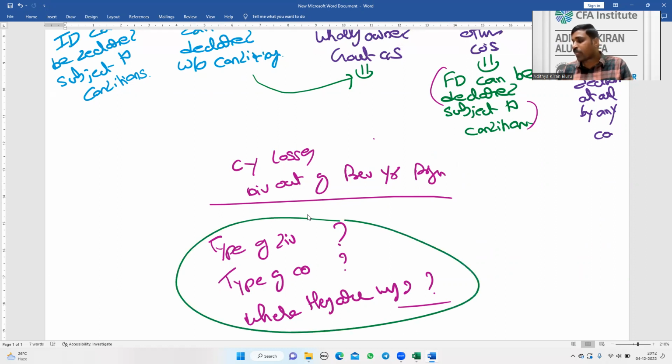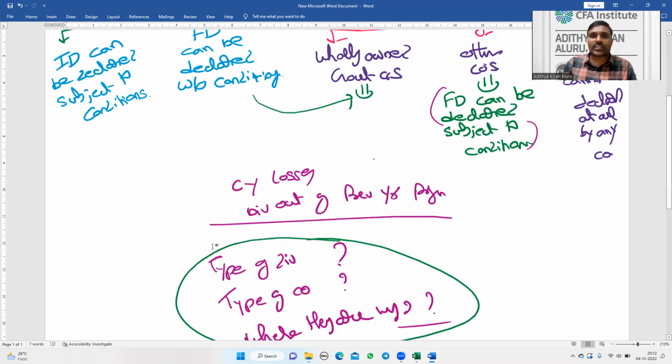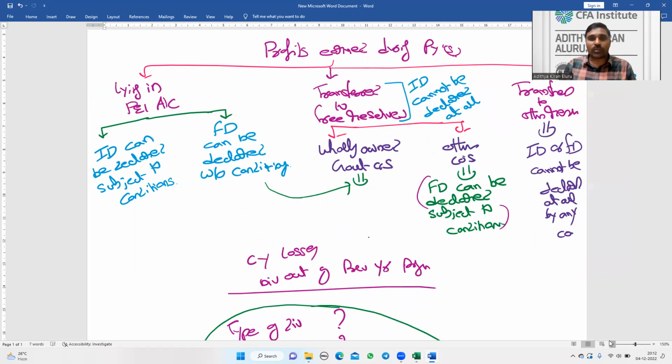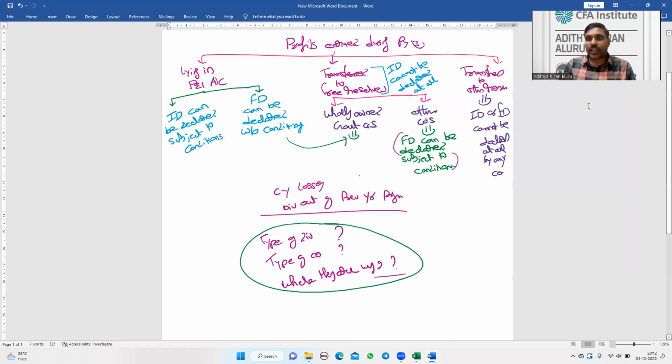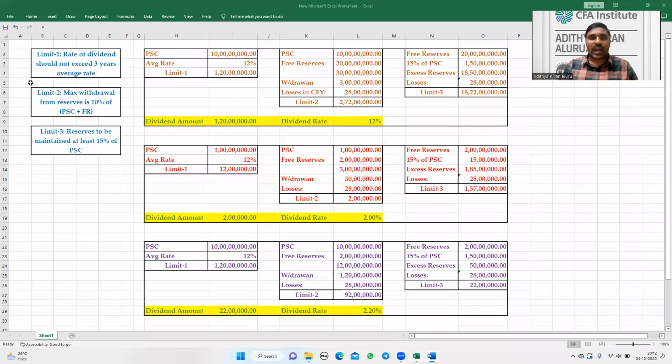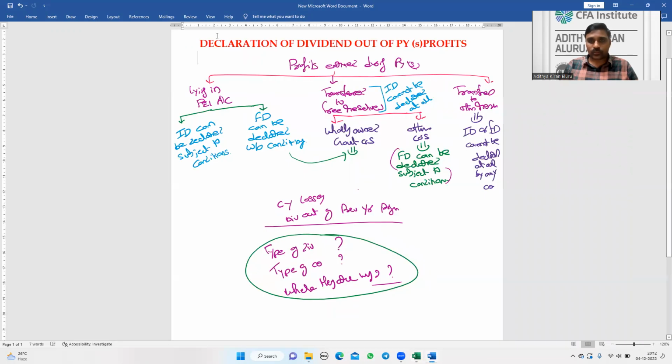After these three conditions only, we can say whether it is permitted or not, and if it is permitted, whether with conditions or without conditions. So this is the point: declaration of dividend out of previous year profits. It is the most important question from the examination point of view. So take a note of this chart. Based on the type of company, type of dividend, etc., these are the three conditions and these are the problems. Okay, thank you.